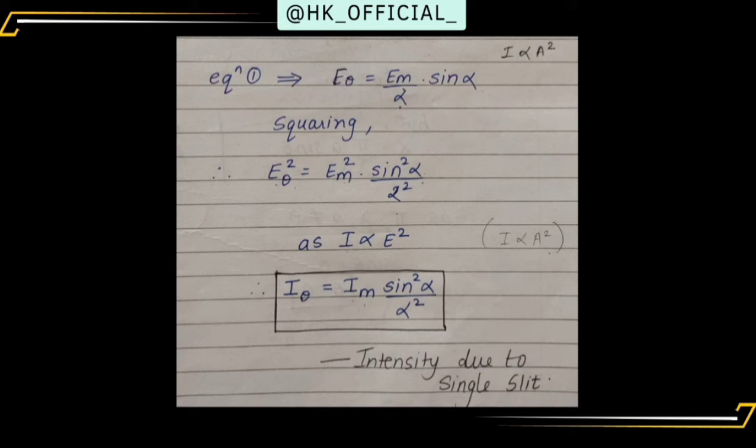And as we know, intensity is nothing but the square of amplitude. So as amplitude square is there, we will substitute it with intensity. We will get I theta is equal to Im sine square alpha upon alpha square, and this is the final equation of intensity due to single slit.